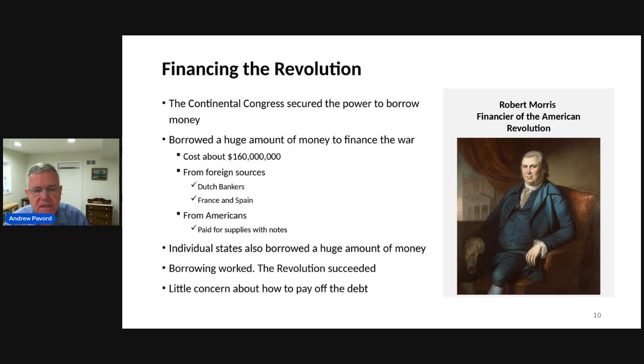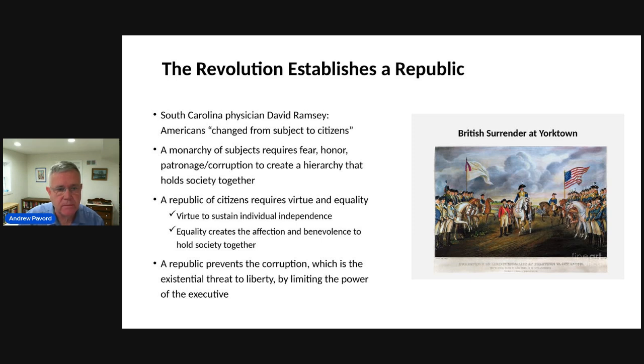And added to this, the individual states also borrowed money to finance the government during the war and to finance militias. Now, this borrowing worked at the time, right? The American Revolution was able to field an army that won the war. And during the war, there wasn't really a concern because it was like, we've got to win the war. Let's go get the money wherever we can. And they didn't worry about it. But after the war, that became a concern.